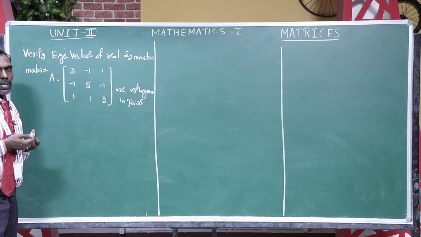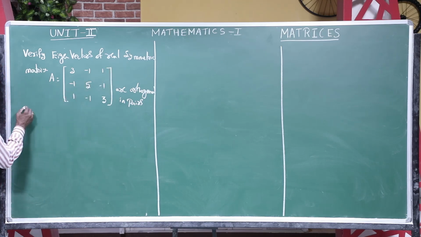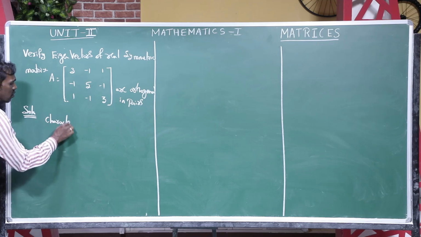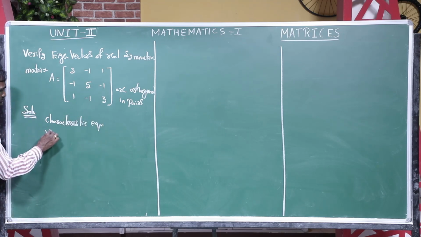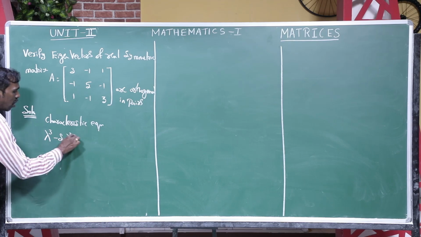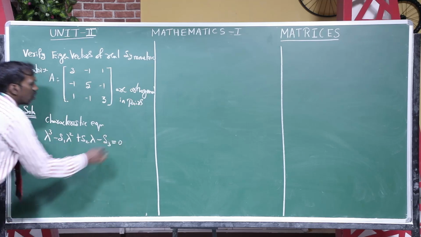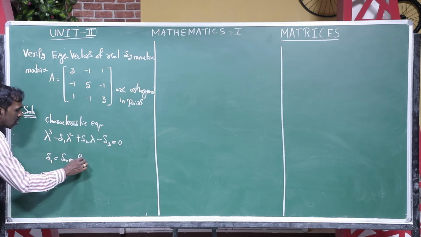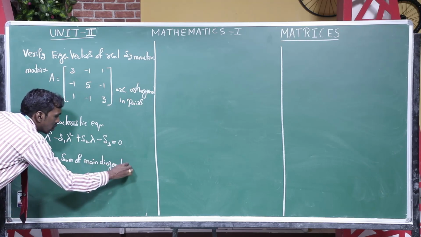So what is the first step? We have to find the characteristic equation. This is a 3 by 3 matrix, and once again a symmetric matrix. So first of all we find the characteristic equation. What is the characteristic equation for a 3 by 3 matrix? You know the formula: lambda cubed minus S1 lambda squared plus S2 lambda minus S3 equals 0. What is S1? S1 is the sum of the main diagonal elements.